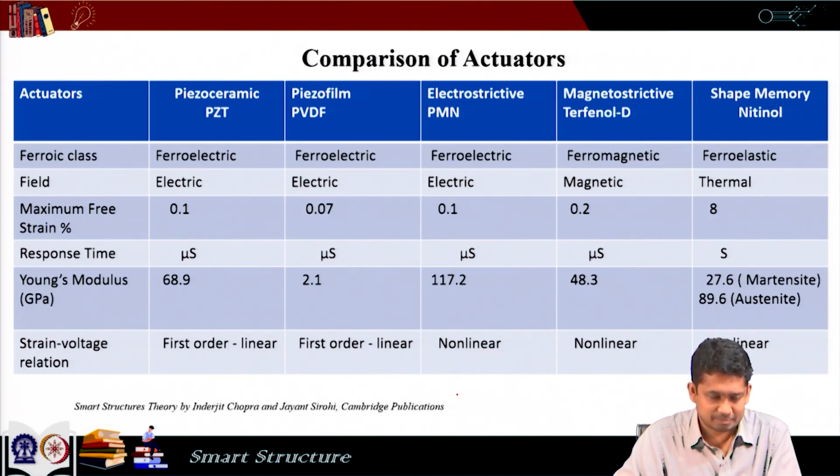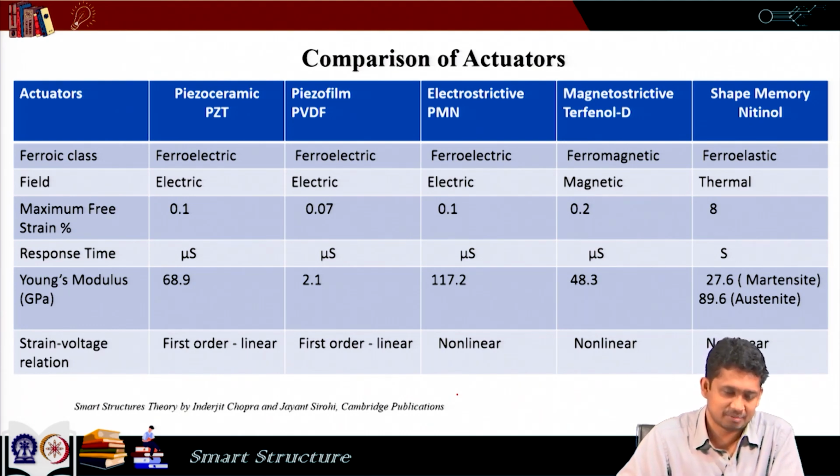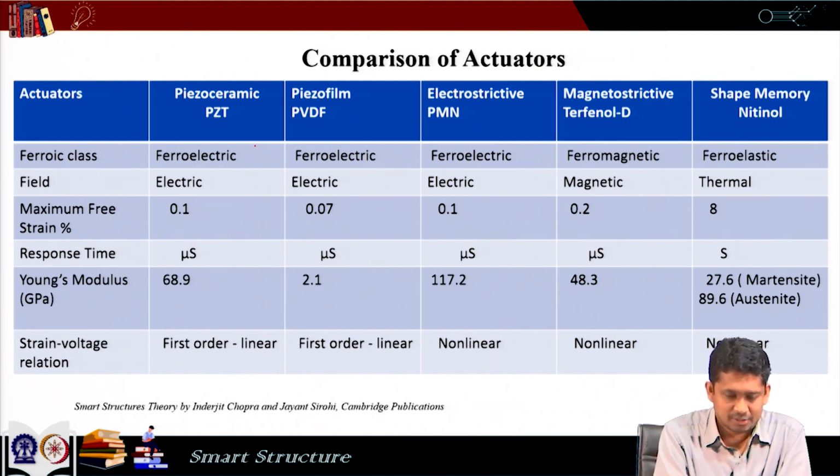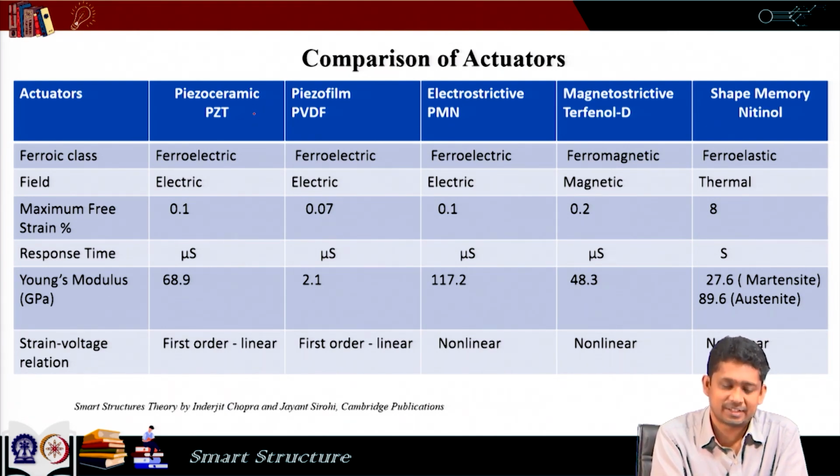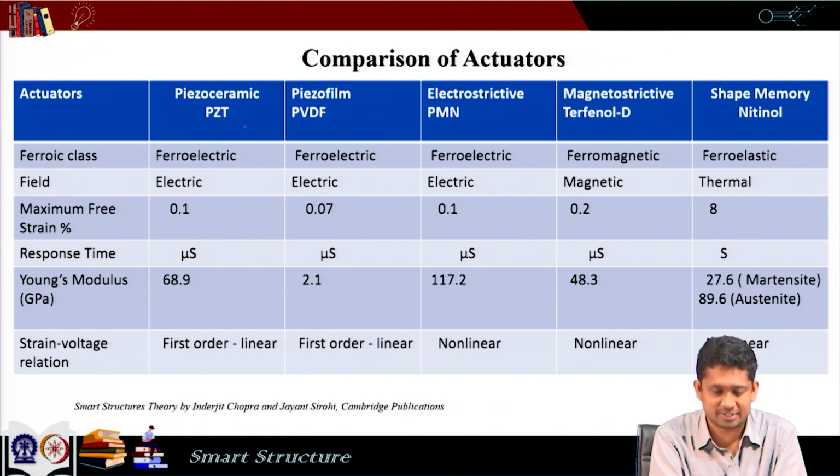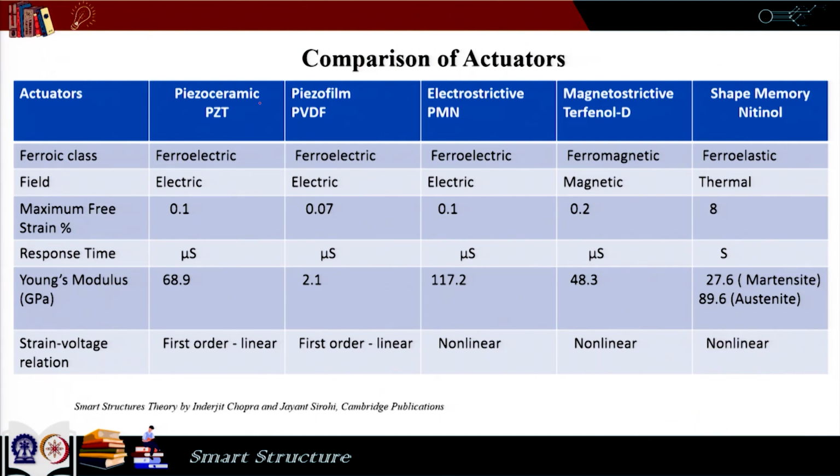Here we will see a comparison of different smart material actuators. So, we have here piezoelectric materials. Now, piezoelectrics are available in various forms. So, there can be piezoelectric crystals, there can be piezoelectric ceramic materials which are polycrystalline. We will talk about what this means later on, and there can be piezoelectric polymers. Now, among the piezoceramics, PZT is the most widely used, and among the piezo films, PVDF is most widely used. We will again look into this in more detail.